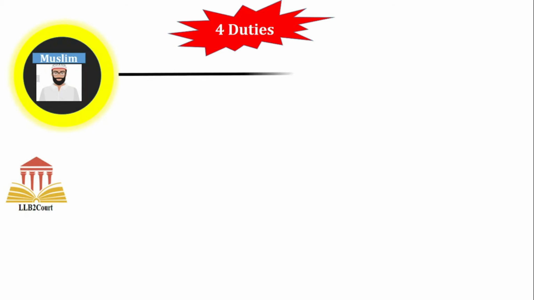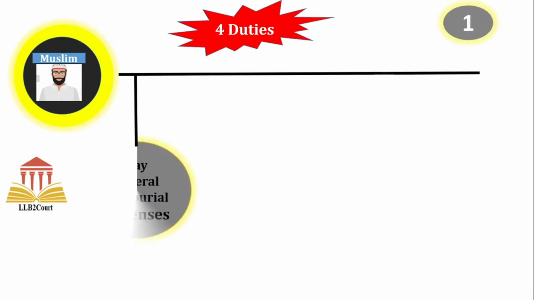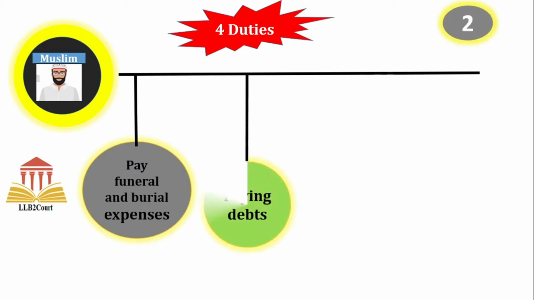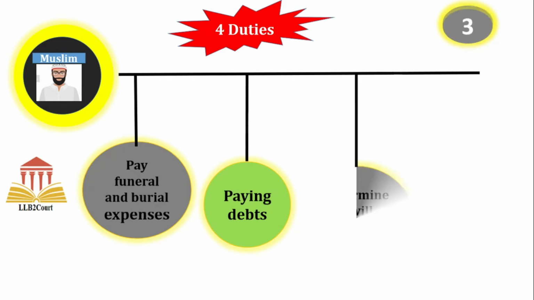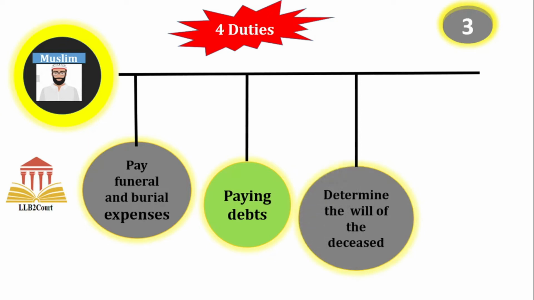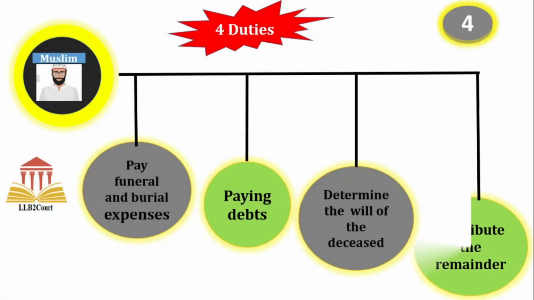Let's get started. When a Muslim dies, there are four duties which need to be performed. The first duty is to pay the funeral and burial expenses. Once it is done, we need to pay the debts of the deceased, if any, to the creditors. After that, the third step is to determine the will of the deceased. We know the will should not exceed one third of the property value. The fourth step is that after doing all these three steps, if there is any remainder of the estate or the property, we need to distribute it to the heirs of the deceased.